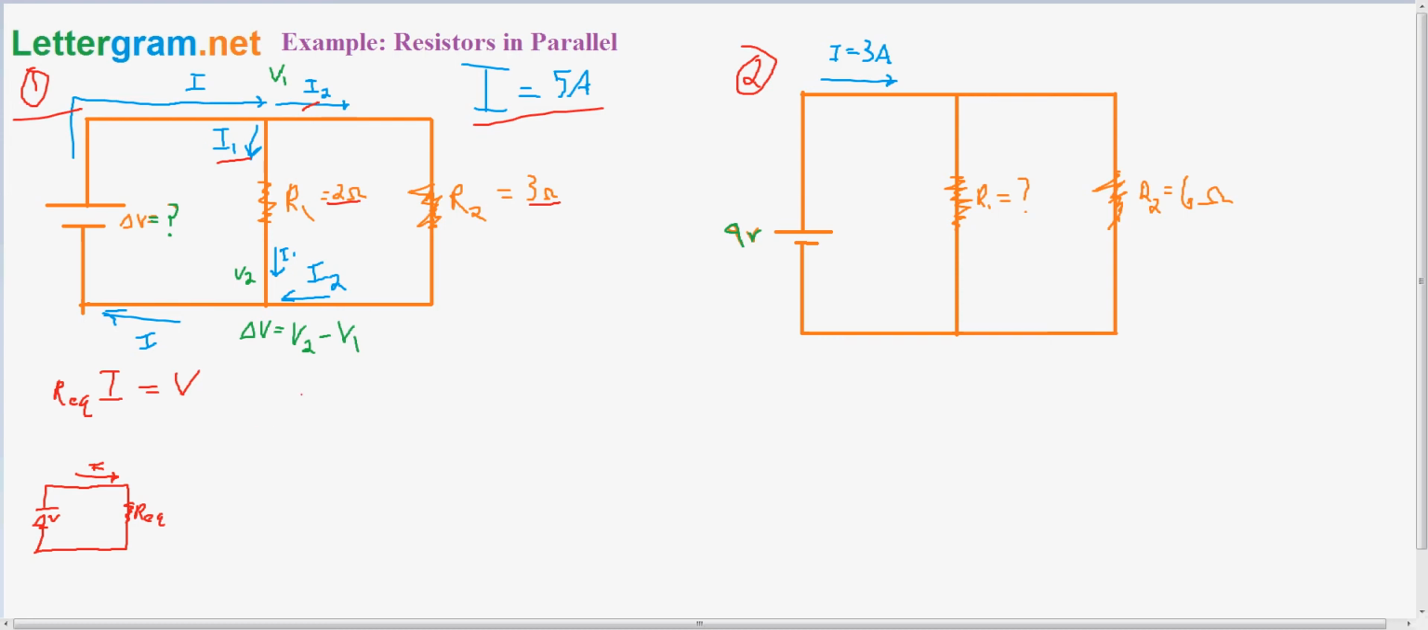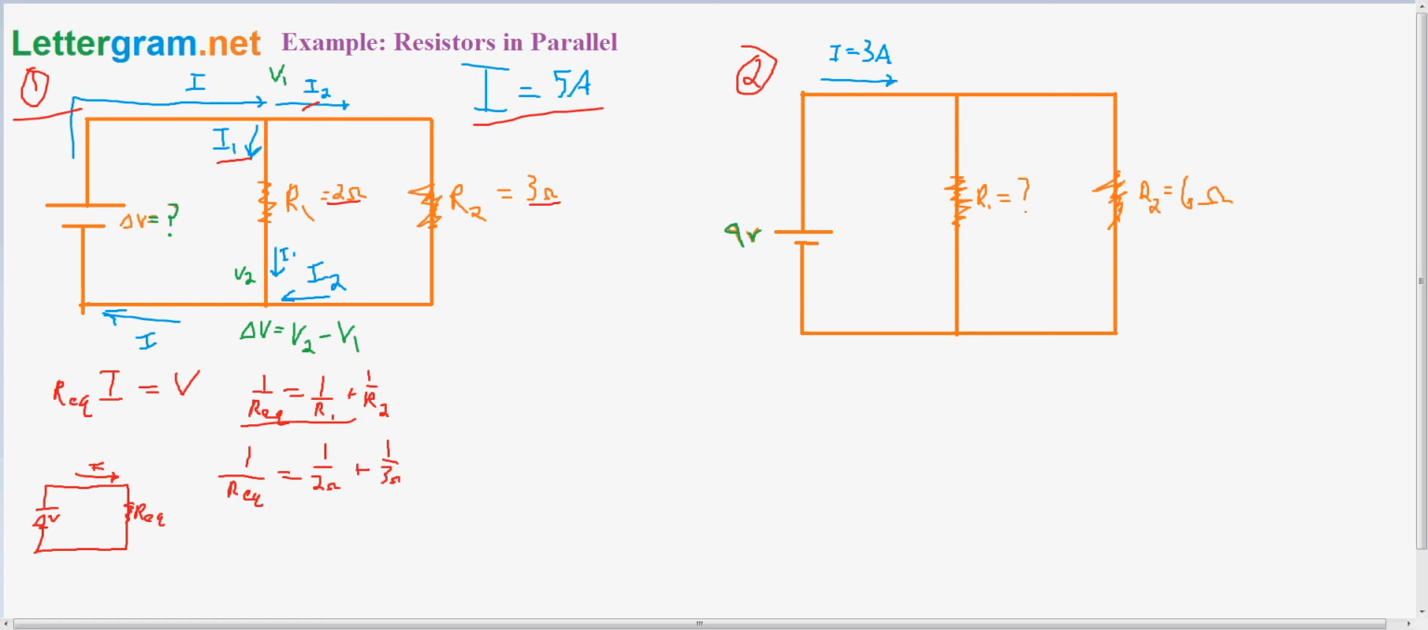So the way that we solve this problem is we know that 1 over REQ is equal to 1 over R1 plus 1 over R2, and it would go on as many terms as we have. This was covered in a previous video, but this is what you do when you have resistors in parallel.